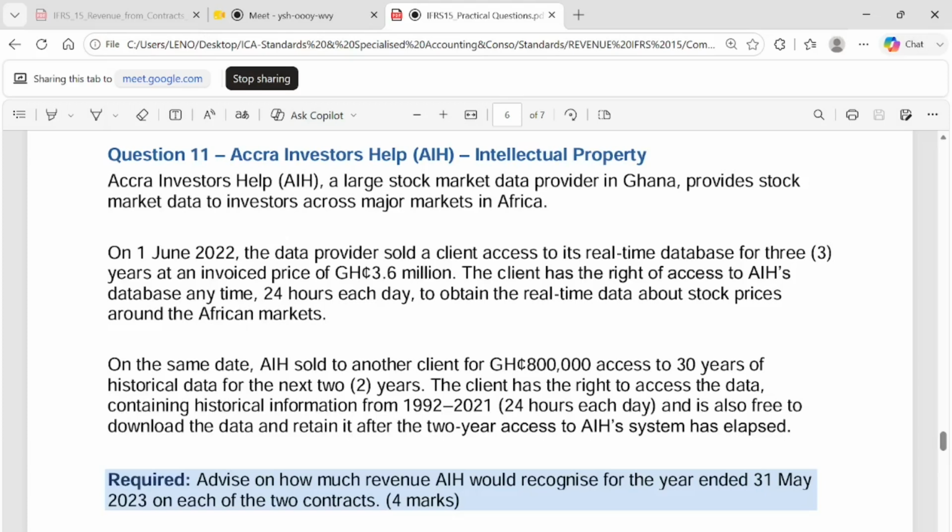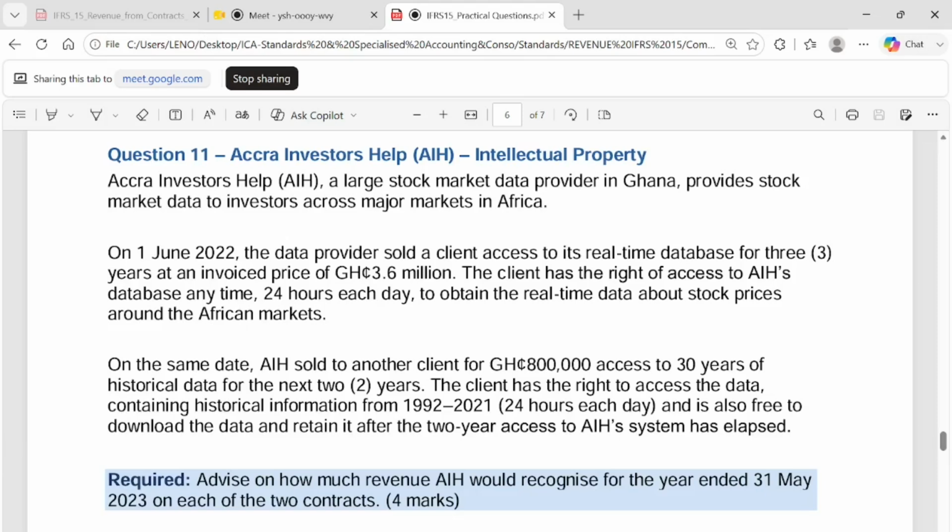When you look at it, they've given you 2 scenarios. First scenario is talking about what? The company is providing service to its clients. One client bought the license to access data from Accra Investors Hub, and the contract is for 3 years at an invoice of 3.6. So that's the first contract.